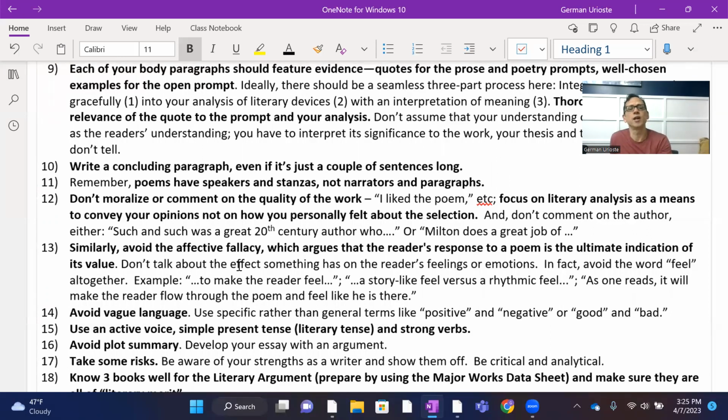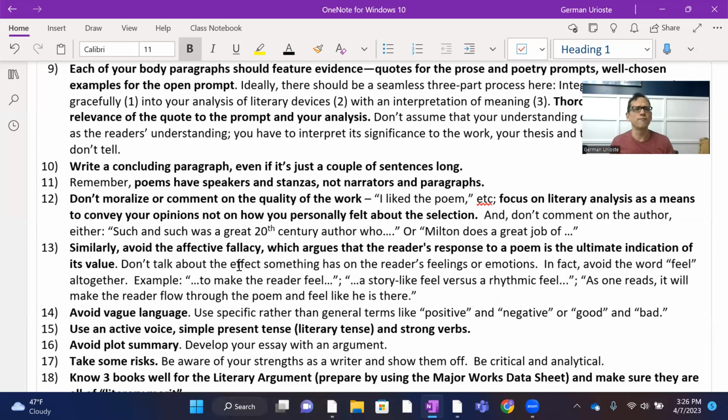Avoid what's called the affective fallacy, which argues that the reader's response to a poem or to a prose piece is the ultimate indication of its value, right? So you might have heard this. Don't forge an argument, a thesis, around how something makes you feel. That's fuzzy, that's subjective, that leads you away from making an argument that's compelling or viable.